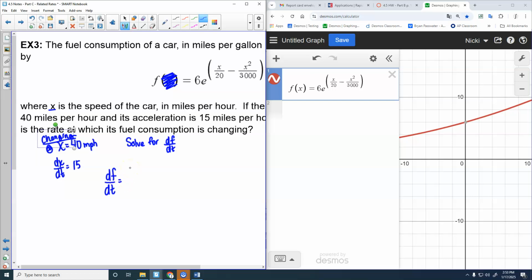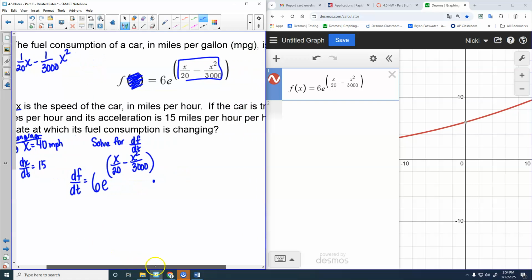Over here on the right-hand side, you're pretty much just taking a derivative. You just have to put a dx dt when you take the derivative of anything with an x, right? So the derivative of an exponential is itself, correct? Except this one's going to require a chain rule. We're going to have to multiply by the derivative of that exponent, okay? So we're going to get 6e to the x over 20 minus x squared over 3,000 times, now we have to take the derivative of the exponent. It is probably helpful to think of that exponent as 1 over 20 x minus 1 over 3,000 x squared instead of the fractions that you're dealing with. That way you won't have to use a quotient rule or anything.